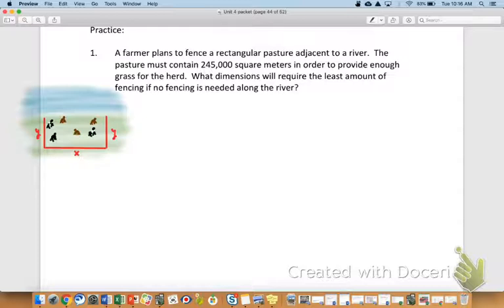So I need to figure out here. So it says, what dimensions will require, this is a really key phrase, the least amount of fencing? How do you interpret that? Minimum amount of fencing. Okay, so we want to minimize something. How would you express the thing that we're trying to minimize?